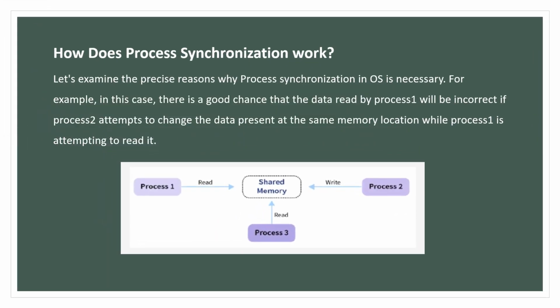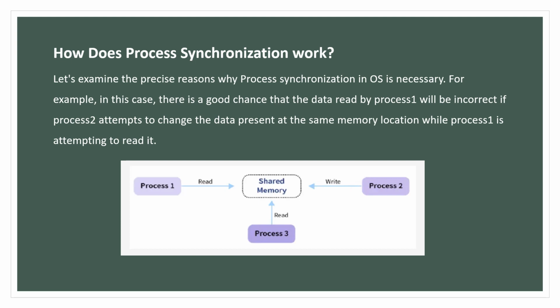How does process synchronization work? Let's examine the precise reason why process synchronization in OS is necessary. For example, there is a chance that the data read by process 1 will be incorrect if process 2 attempts to change the data at the same memory location while process 1 is attempting to read it. See this diagram. Process 1 reads the shared memory, process 2 writes to the shared memory, and process 3 also reads it.